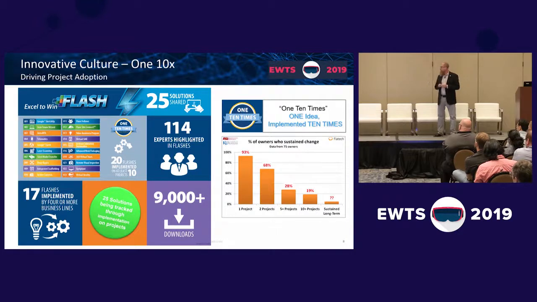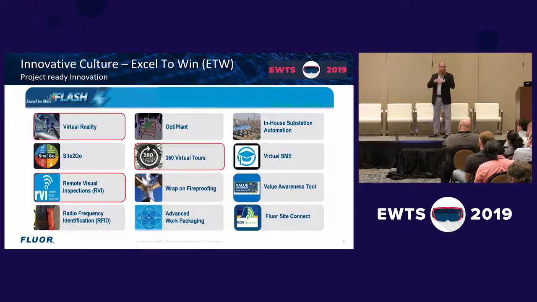And then here's that 1 to 10 times concept, where you have one idea implemented 10 times. There was a study through FIATEC, which is part of Construction Industry Institute, and the likelihood of an idea that was very successful on one project being implemented on another is 93%. But as you can see, when you go down to anything over 10 plus projects, it's down to a 19% success rate. So Fluor pays a lot of attention to taking these great ideas and making sure they're pushed out to the right people. They have a very good understanding of what it takes to get these ideas up and running.